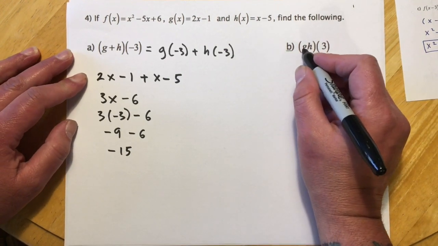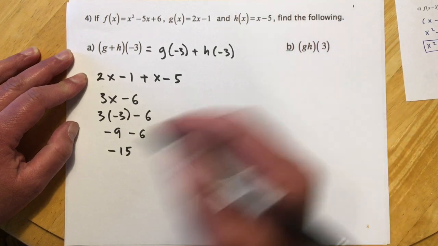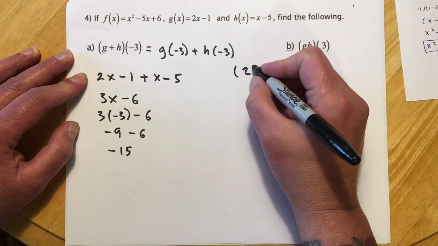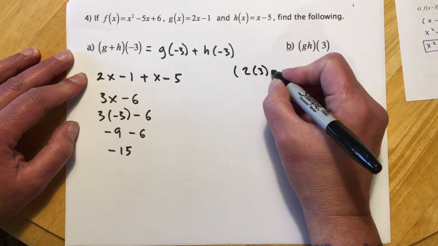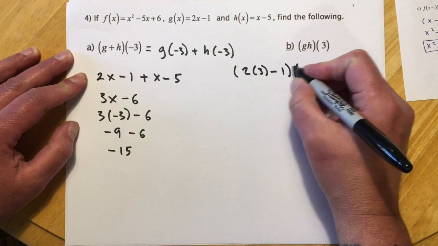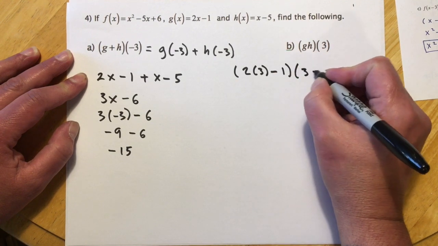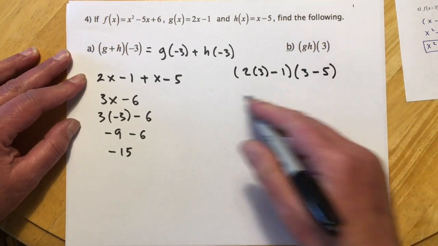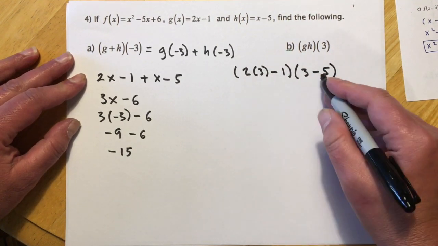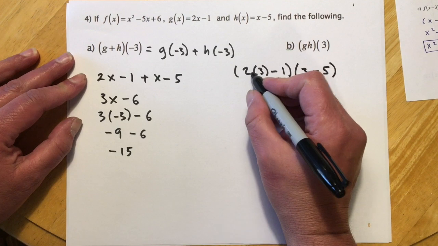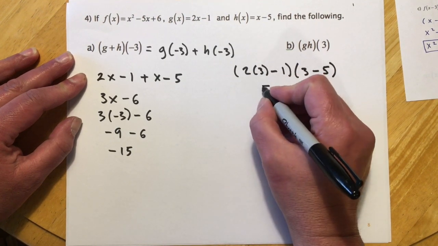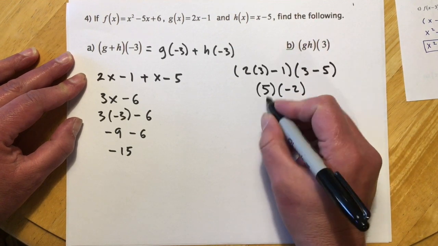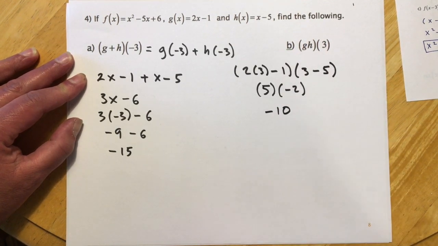Okay, so the next one is g times h evaluated at 3. So that one, I think I would probably just plug in the 3 because it's easier. It's going to be like a FOIL, except I'm just plugging in this 3 instead of doing the x's, because there's really no reason to FOIL it all out, because this could be some number times a number. So this is 6 minus 1, so that would be 5. This is 3 minus 5, so that'd be -2, and then 5 times -2, -10.